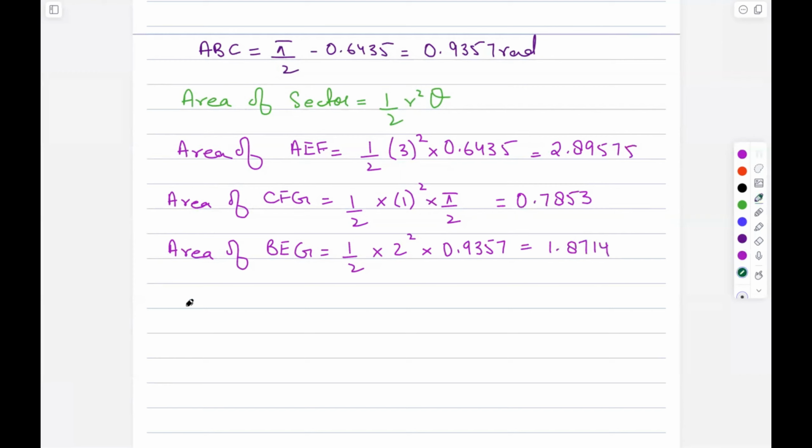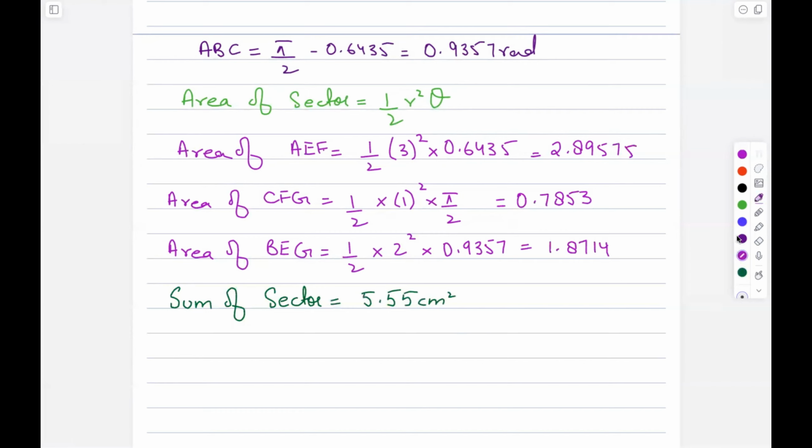So the sum of the areas of the sectors will be, we add all of these three areas: 1.8714 plus 0.7853 plus 2.89575, which is equal to 5.55 centimeters squared.